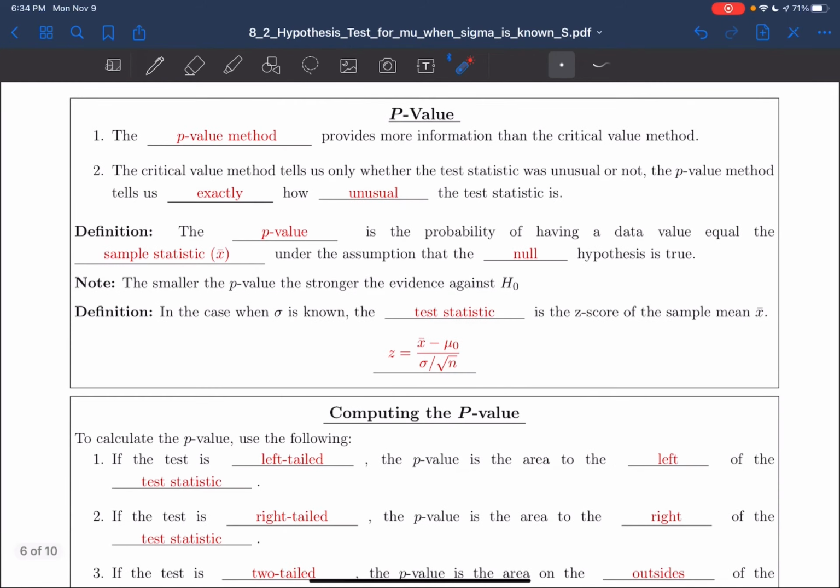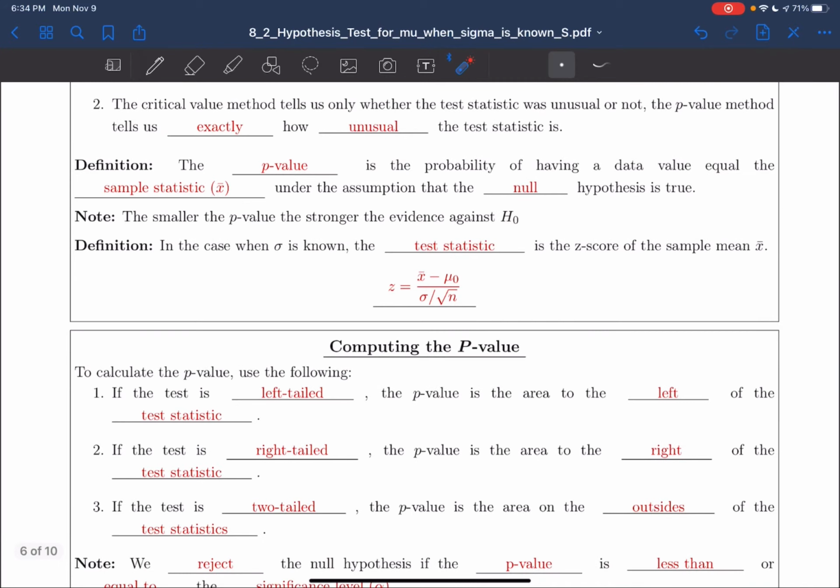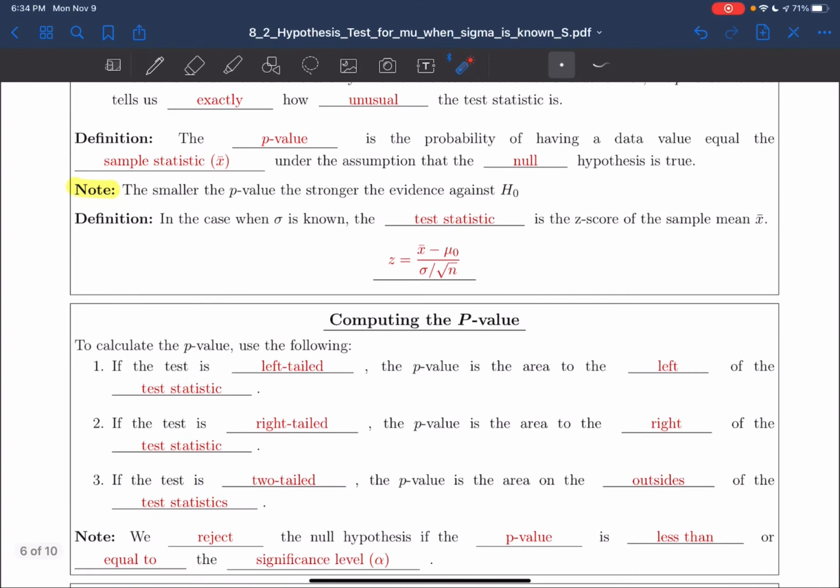So what exactly is a p-value? Well, the p-value is the probability of having a data value equal to the sample statistic, x bar, under the assumption that the null hypothesis is true. Another thing you want to note here: the smaller the p-value, the stronger the evidence against our null hypothesis. So now we're dealing with probabilities.